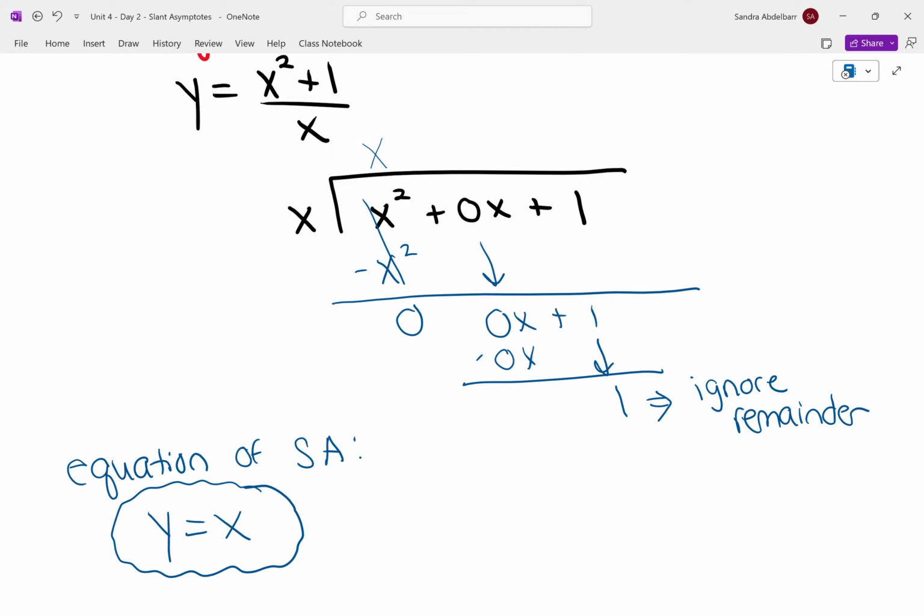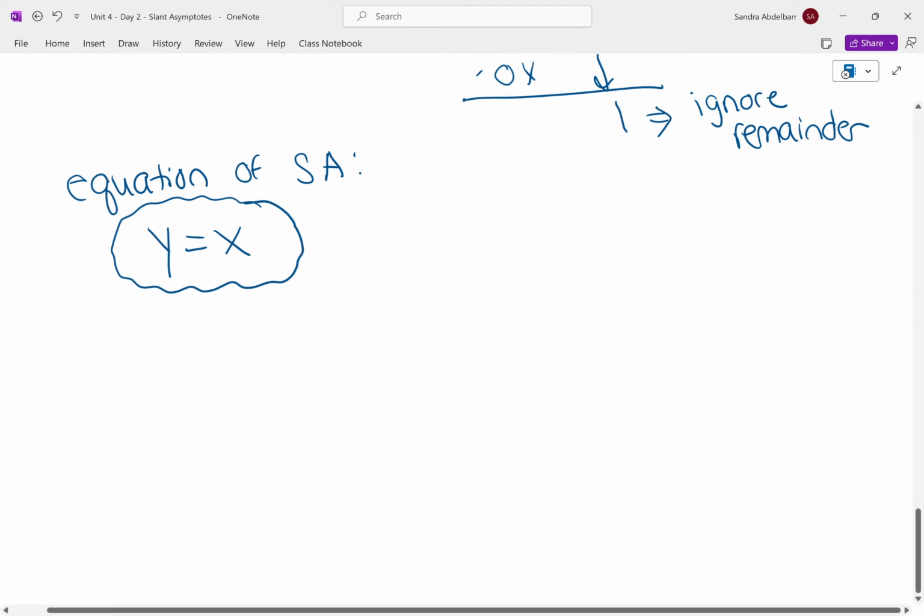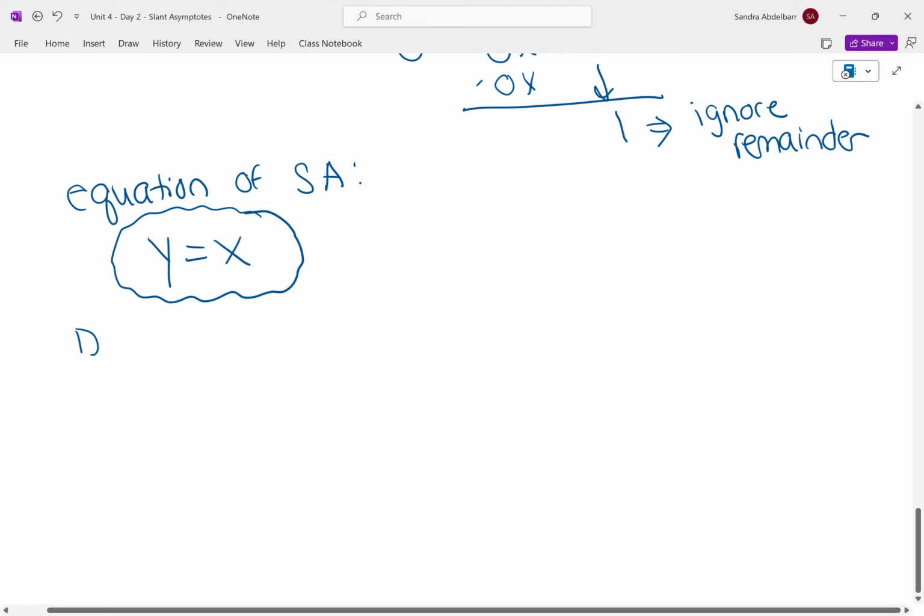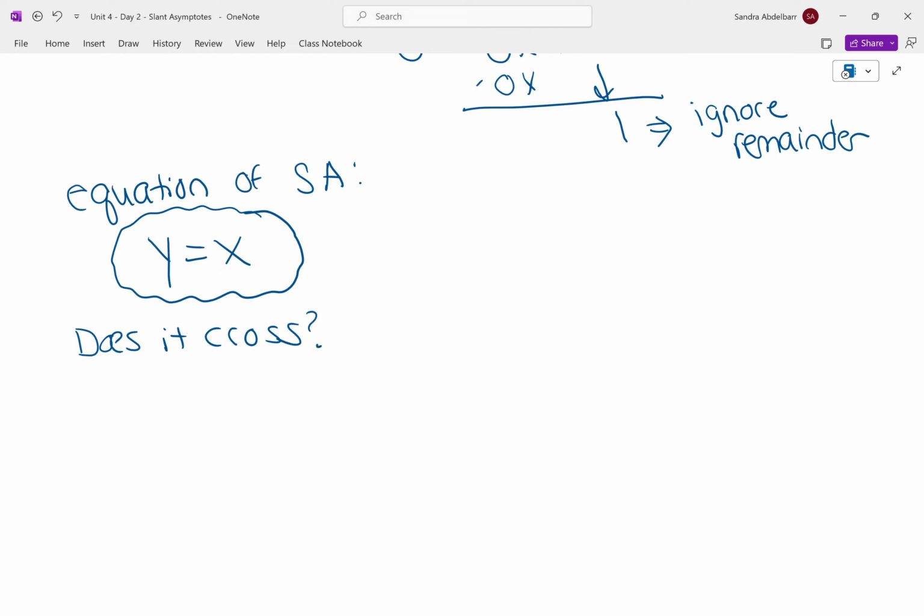Can I ever cross a vertical asymptote? Never. Can I cross a horizontal asymptote? Sure. Can I cross a slant asymptote? Sure, maybe. Doesn't mean you always cross it, but sometimes you can cross it. The only one you can never cross is the vertical asymptote. So now I'm going to ask, does it cross? So what we do is set the function equal to the slant asymptote.